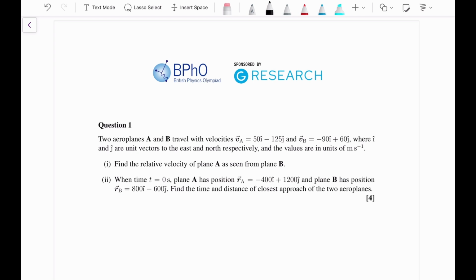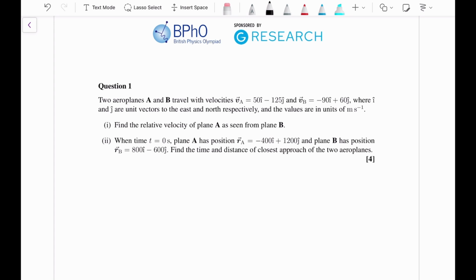My idea is that if something is relative to the other, so in this case we want to find the relative velocity of A as seen from B, so it's A from B, then essentially it will be VA minus VB. So in this case, VR would be VA minus VB, which will be equal to 140i, and then it's VA minus VB, so therefore this will be minus 185j. And this will be the relative velocity.